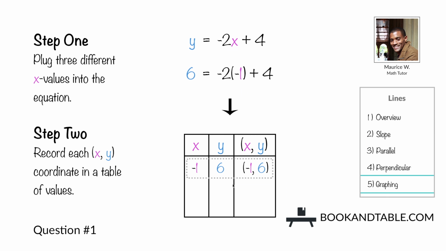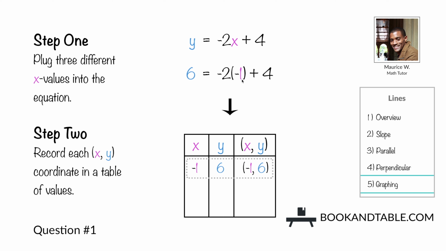Question number 1. We are given the equation y is equal to negative 2x plus 4. Step 1, plug 3 different x values into the equation. And step 2, record each xy coordinate in a table of values. So for our x values, we're going to use negative 1, 0, and 1 in each question.